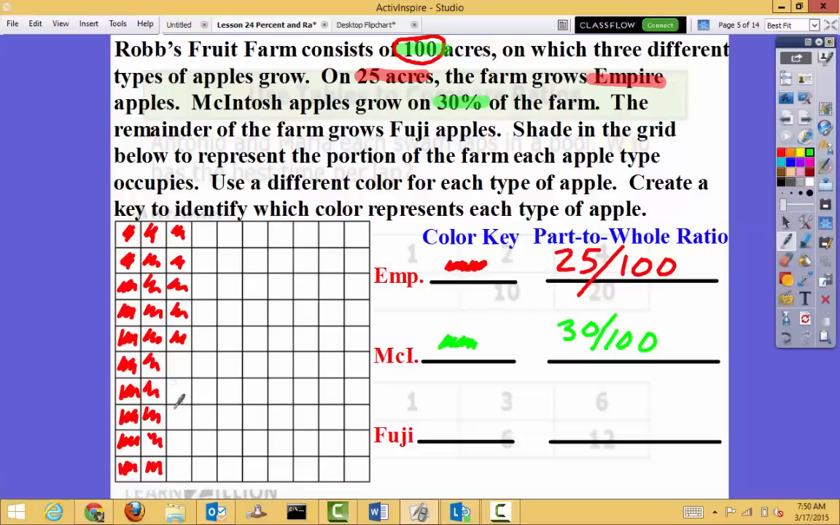So I'm just going to do the same thing. I could start right underneath. I'm going to start on the other side, though. Now let's see if it makes a difference. 1, 2, 3. And I'm going to do this for 3 rows, since 3 times 10 is 30.